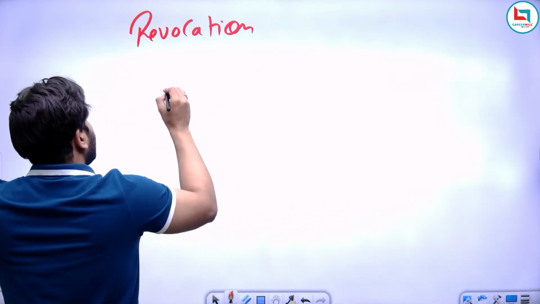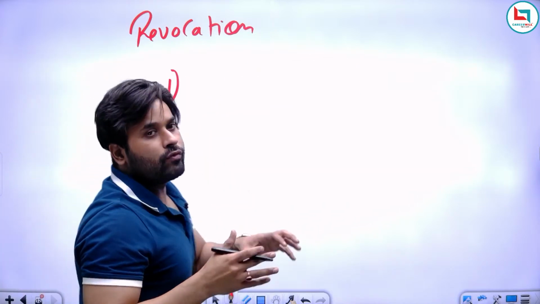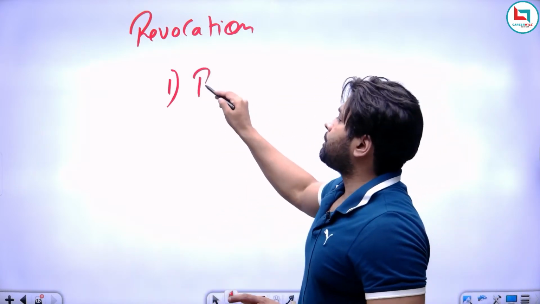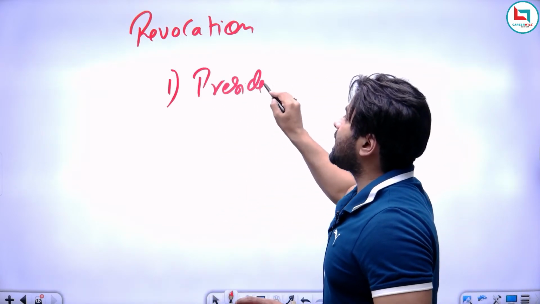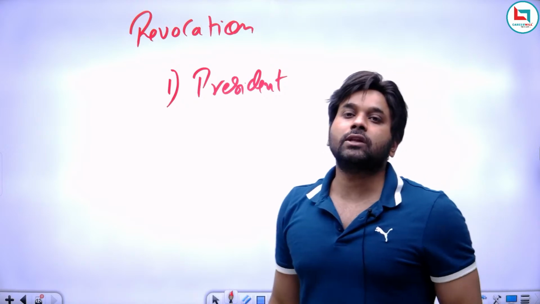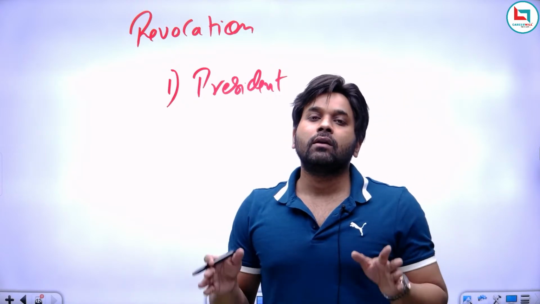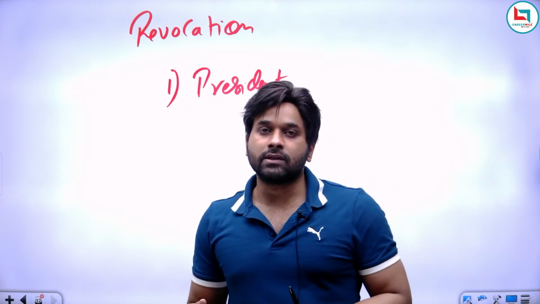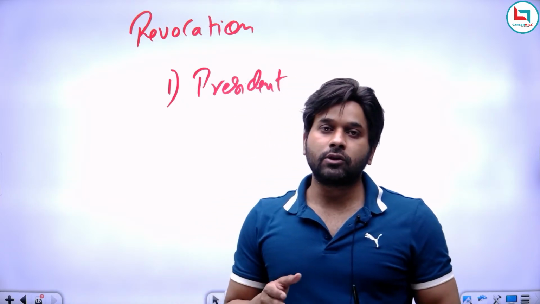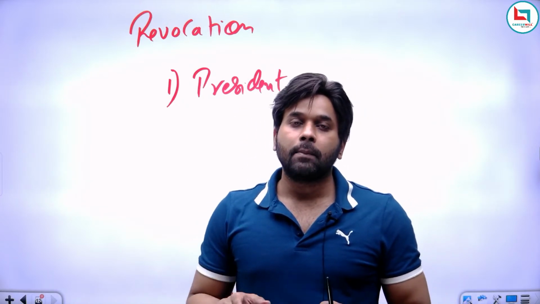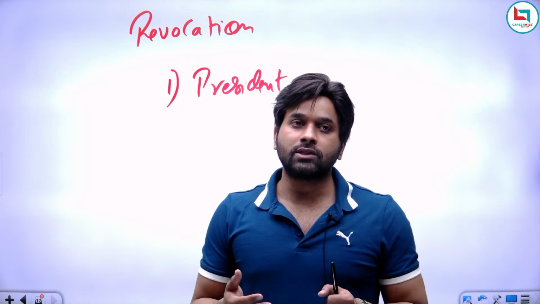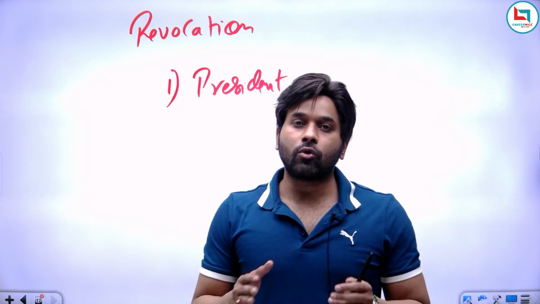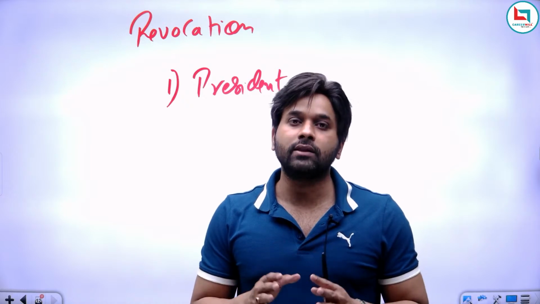Now remember, there are two ways to stop national emergency. The first is the president. The president can revoke national emergency at any time without the approval of parliament. See, when the national emergency is imposed, within 1 month you require the approval of parliament. But while stopping, there is no such concept of approval of parliament. We do not require the approval of parliament for revoking the national emergency.